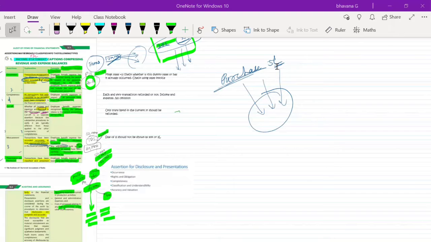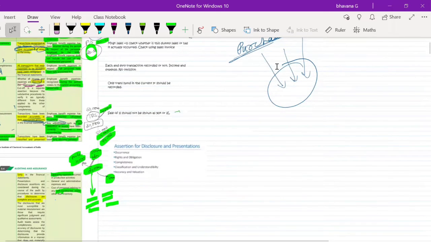Next is completeness. You have to tell me about completeness. How will you be able to relate it to the purchase of 5 lakh? What is that assertion telling you? Purchases were fully accounted. Very good. Purchases were completely recorded and nothing was omitted. Very good, guys. Next assertion you guys will try to tell me. Next is cutoff.